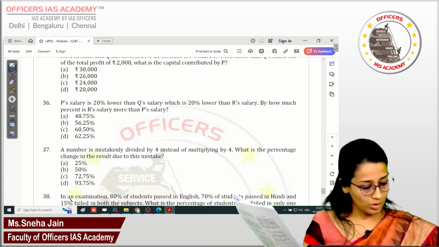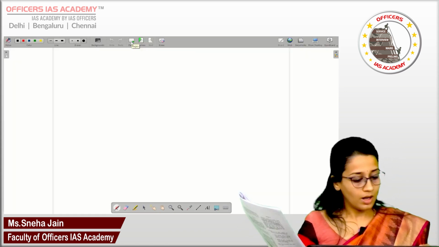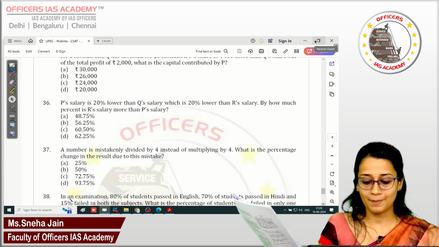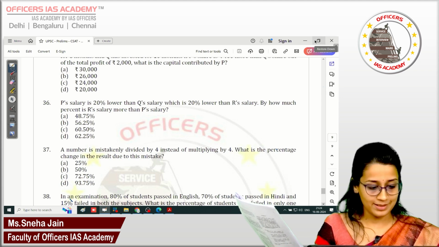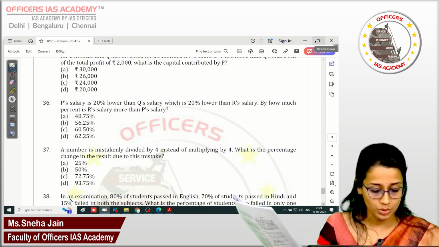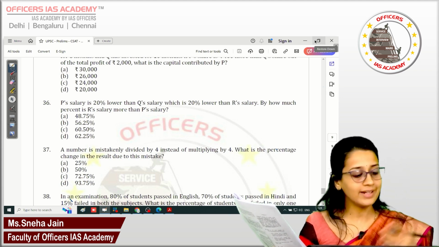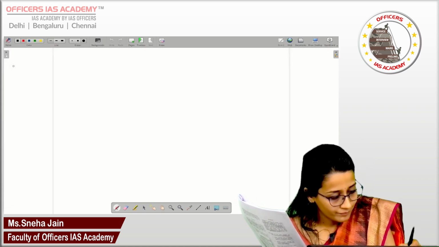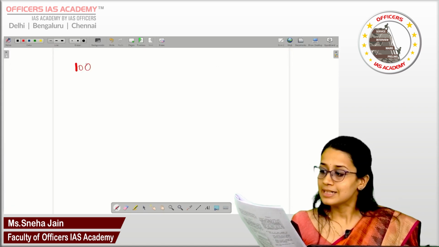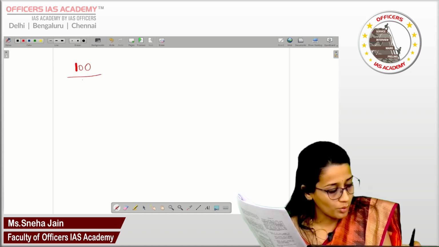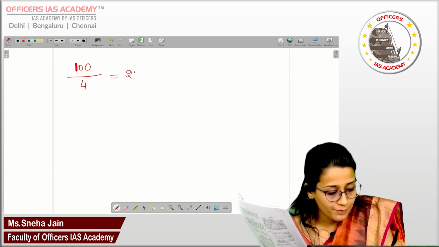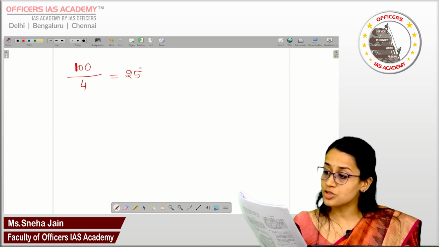Okay, so we will look at question number 37. A number is mistakenly divided by 4 instead of multiplying by 4. What is the percentage change in the result due to this mistake? Alright, so a number, let's assume the number to be 100. Okay, this is mistakenly divided by 4. If I mistakenly divide by 4, what will be my answer? 25. But originally what should have been done?